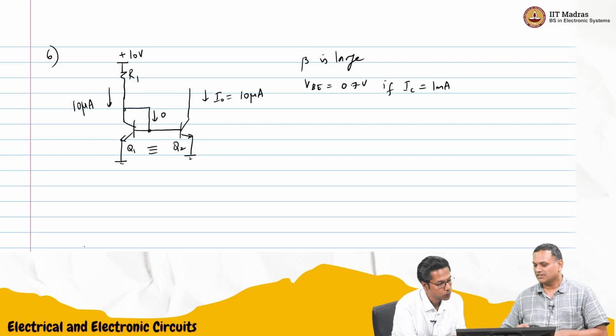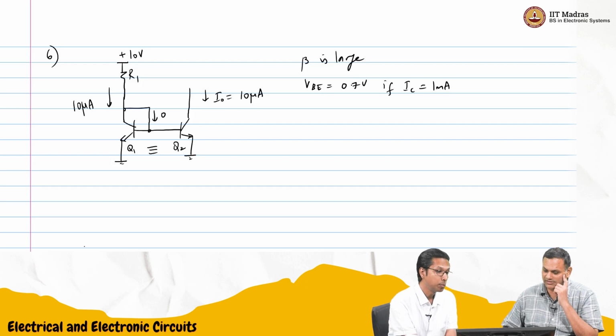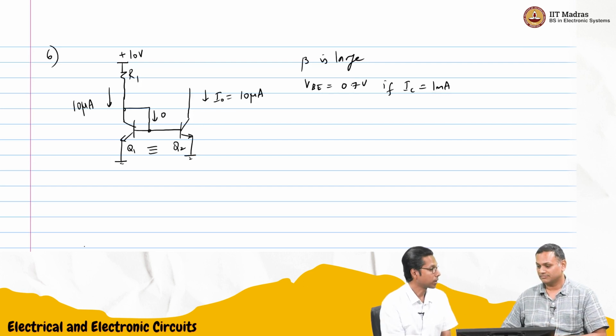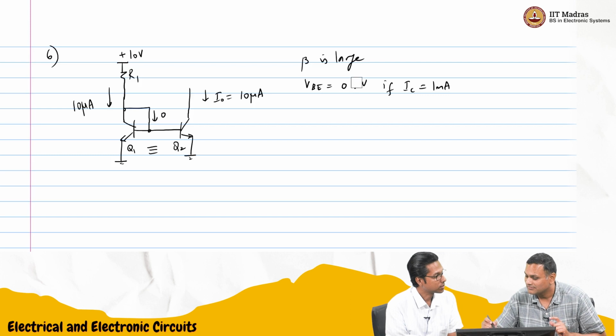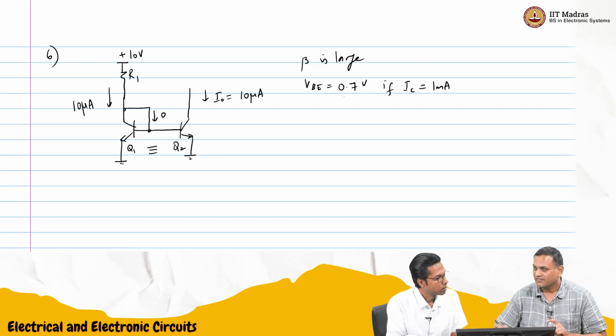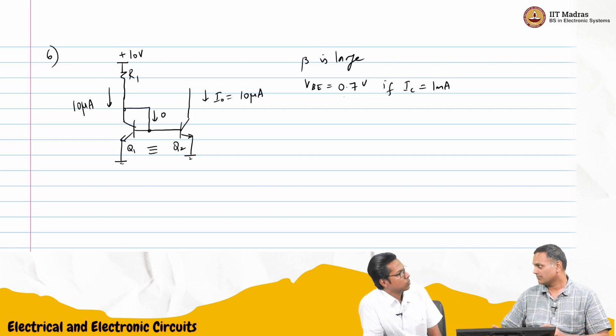So, we don't know VBE. What will be VBE if the current is 10 microampere? We don't know IS. Earlier we used some expression for VBE, some VT ln IE by IS. Oh, IS is required. But maybe we can find out IS from this. IC we know. Shall we try it?